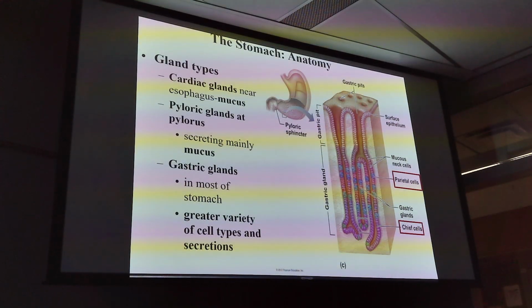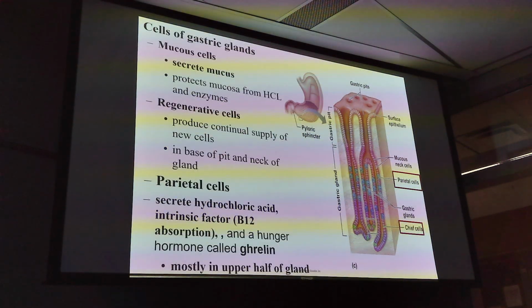of different cell types. Now the cells that I'm really interested in you knowing, obviously we have stem cells at the bottom. These are the regenerative cells. Okay, they continually produce new cells. We have mucus cells. What are they called? Who makes mucus? Goblet cells. Okay. The regenerative cells, these are the stem cells. And then we have the parietal cells.